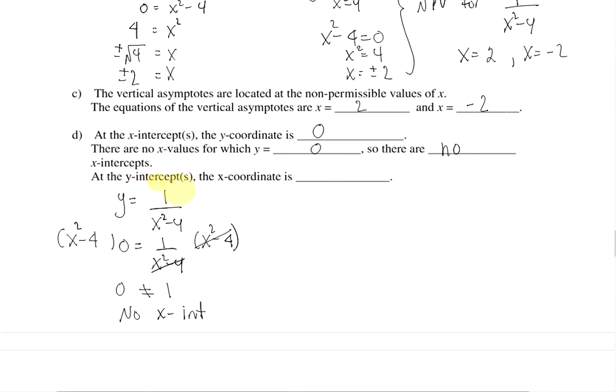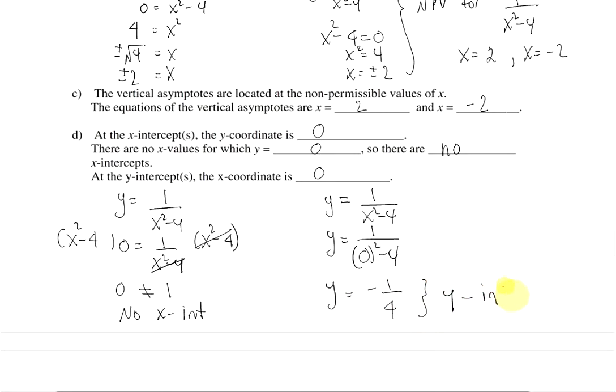Now at the y-intercepts, the coordinate x is 0, right? When you're looking for y-intercepts, you plug in x is 0. So let's take a look at our reciprocal function again. We're going to plug in 0 for x, and we get that y is equal to negative 1 over 4. So this is our y-intercept.